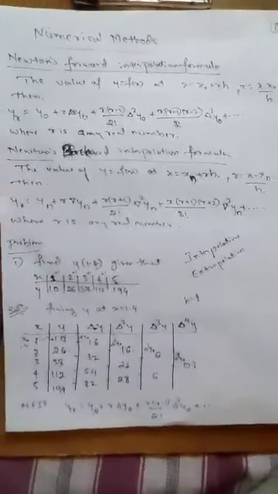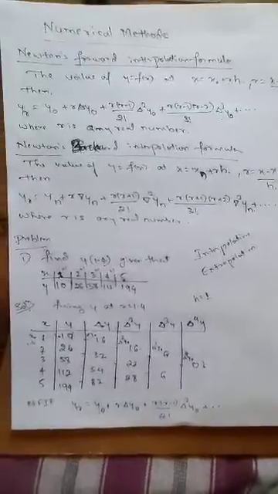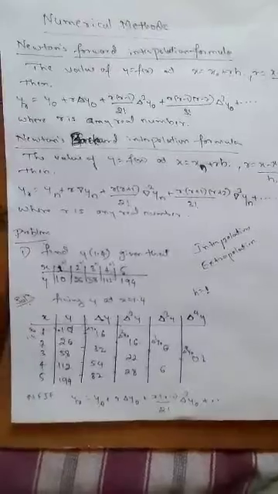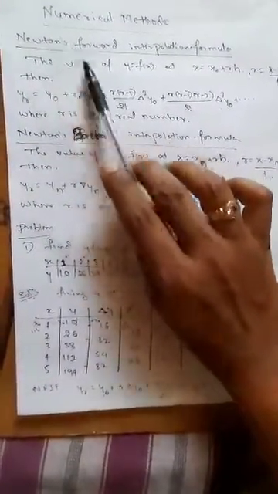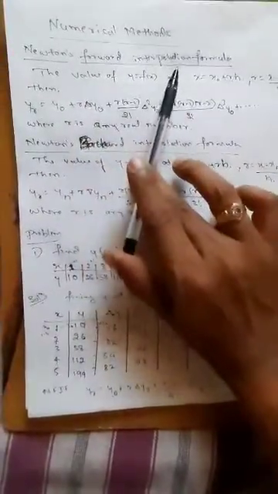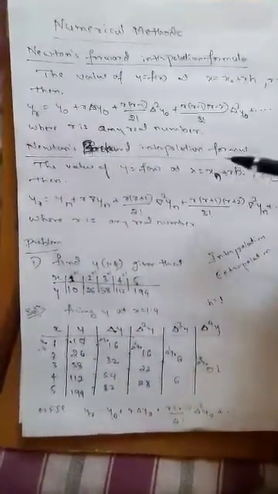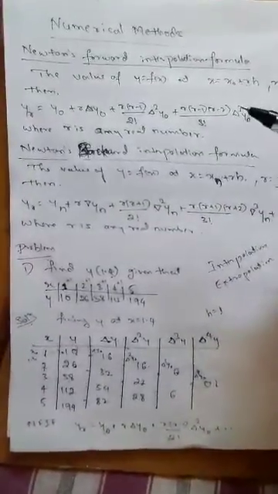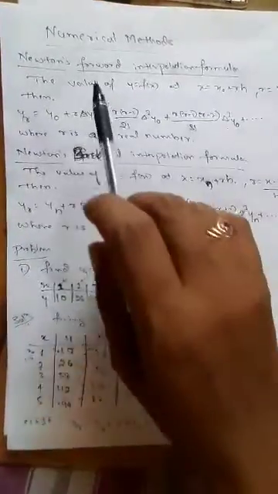Okay, today we'll discuss the topic of numerical methods. This is the second module in advanced mathematics. In the numerical methods, we have two different formulas, that is Newton's forward interpolation formula and Newton's backward interpolation formula. These two formulas we use to find the value of y.